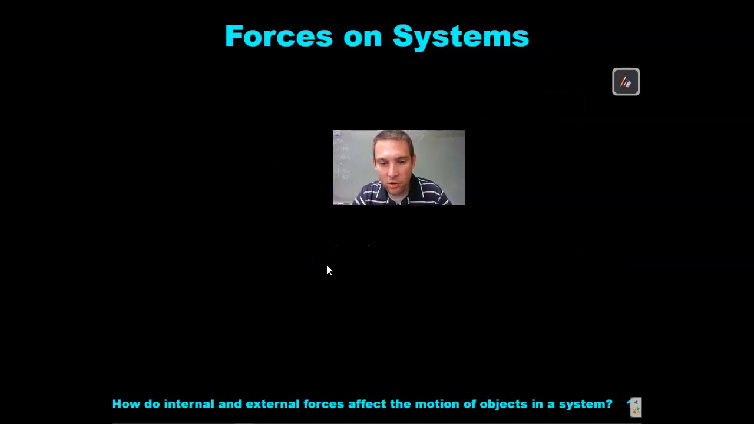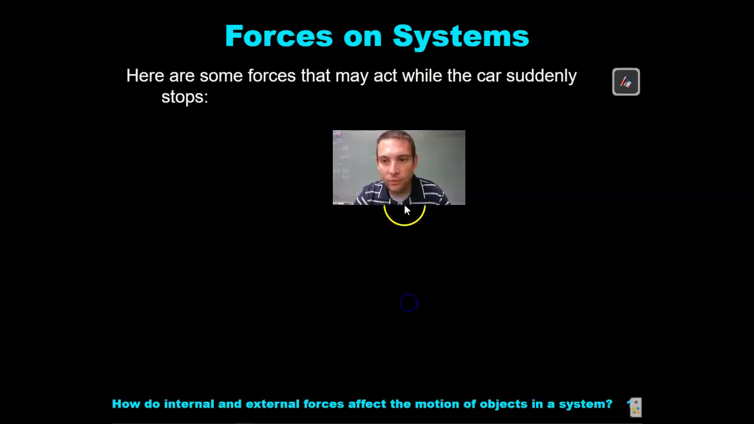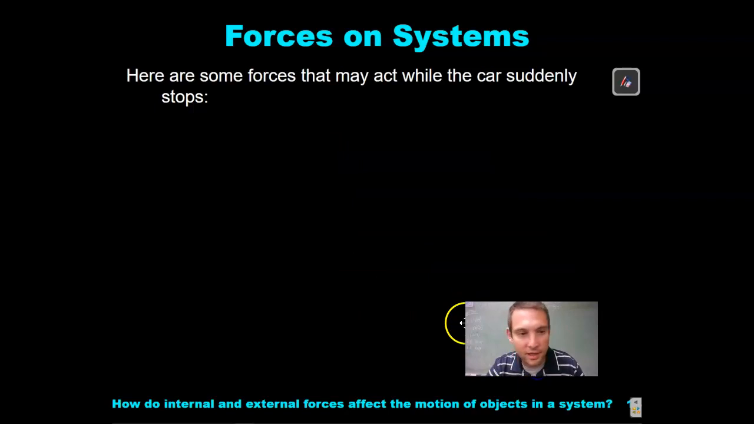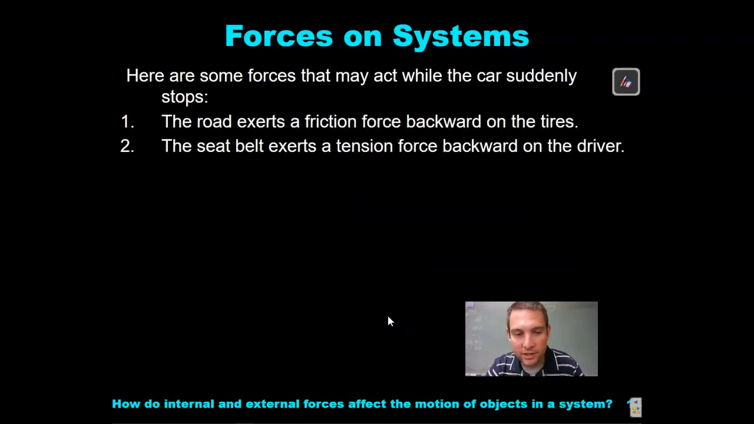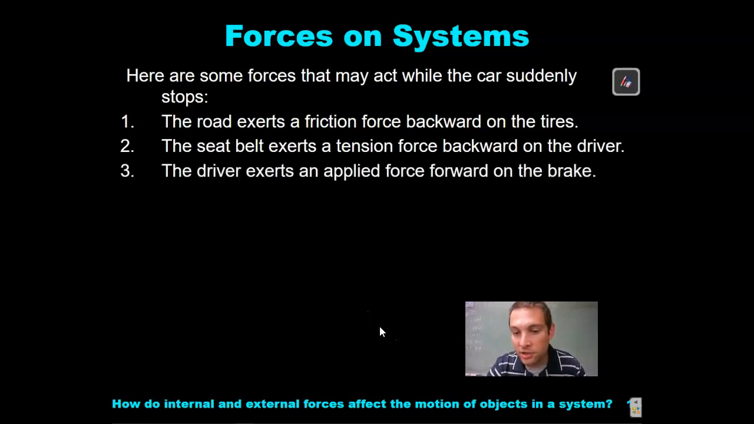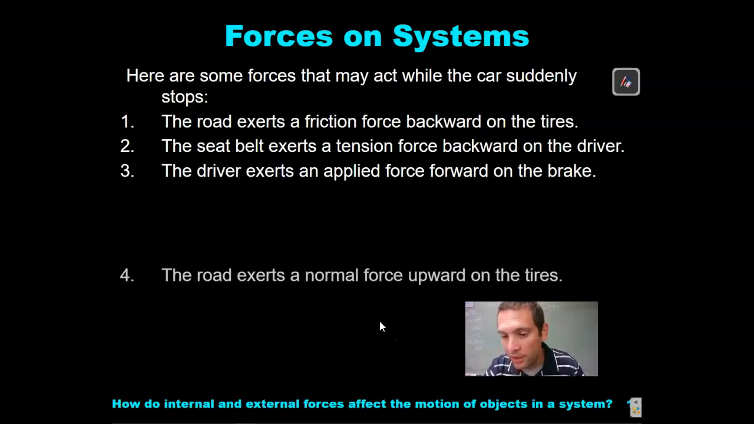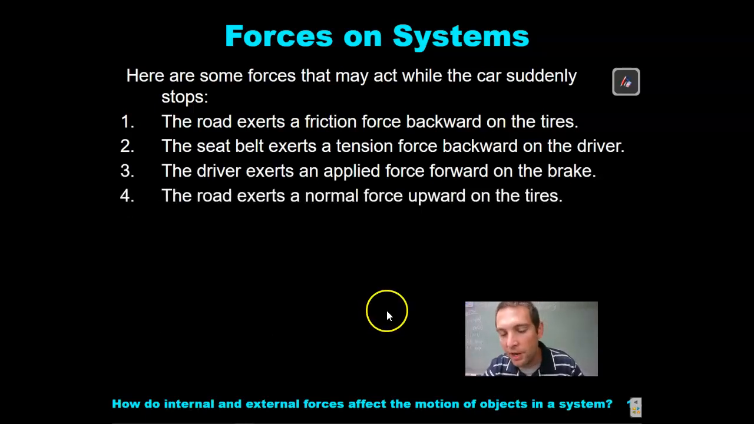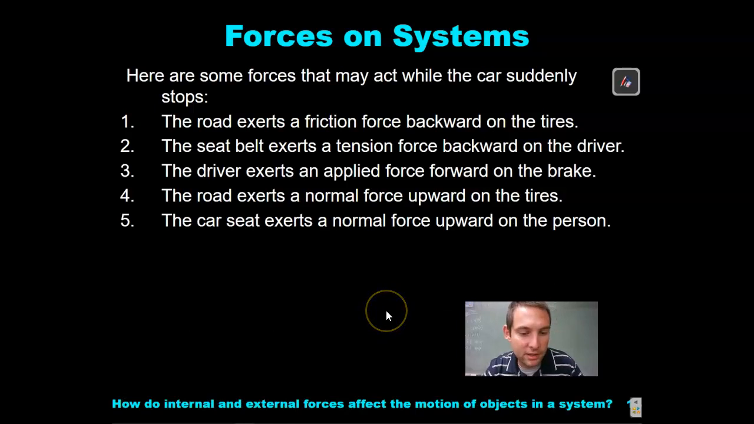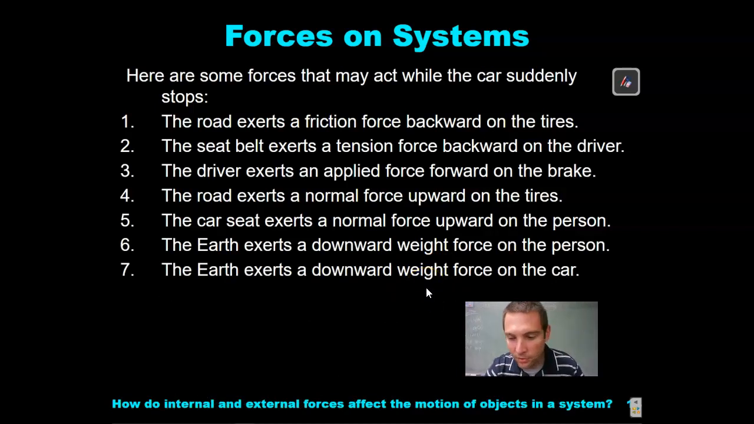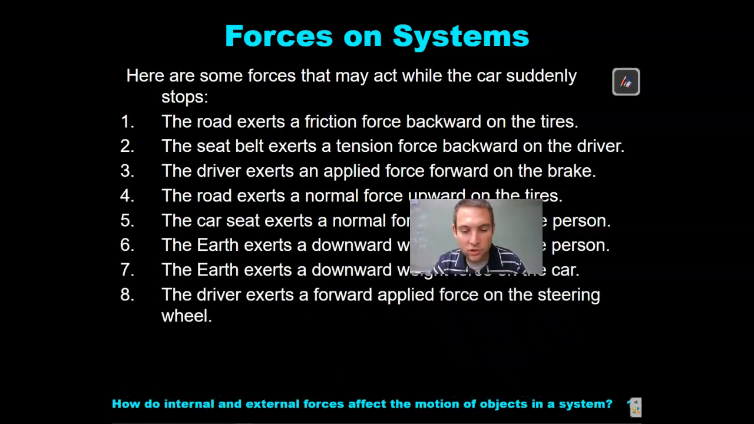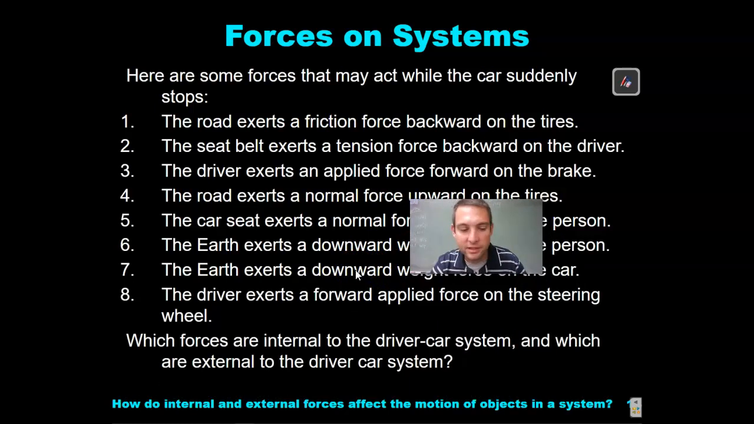Let's go back to the driver in the car. Here are some forces that may act while the car suddenly stops. We have the road exerting a frictional force backward on the tire. The seat belt exerts a tension force backward on the driver. The driver exerts an applied force forward on the brake. The road exerts a normal force upward on the tire. The car seat exerts a normal force upward on the person. The earth exerts a downward weight force on the car and person. The driver exerts a forward applied force on the steering wheel.